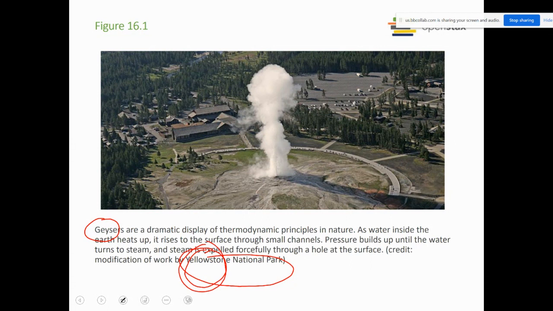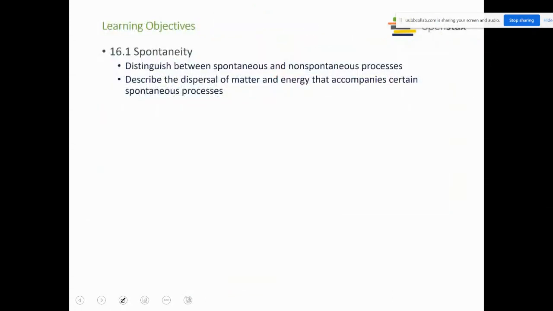And this has something to do with the topic that we're going to discuss, which I spend a lot of time on: why some reactions, whether physical or chemical, are spontaneous, whereas others are not. Whenever a reaction is not spontaneous, we define that as non-spontaneous. We'll define these terms, but right now, think about why this display of nature happens in Yellowstone National Park, whereas it doesn't happen in other parts of the world where there is underground water. So the concept of spontaneity: we're going to distinguish spontaneous and non-spontaneous processes, and also how matter is dispersed and energy changes accompany some of these spontaneous processes.